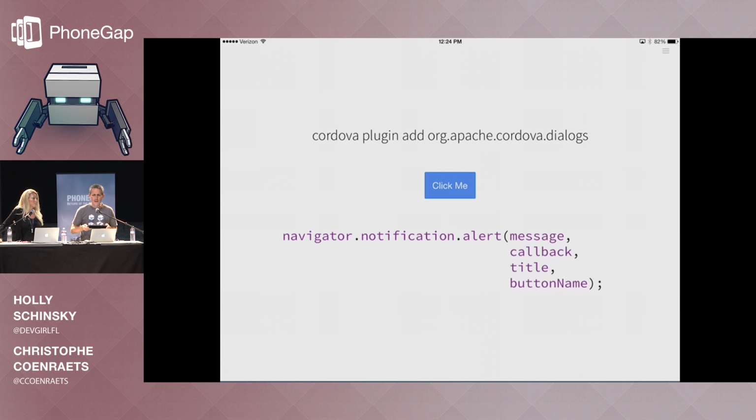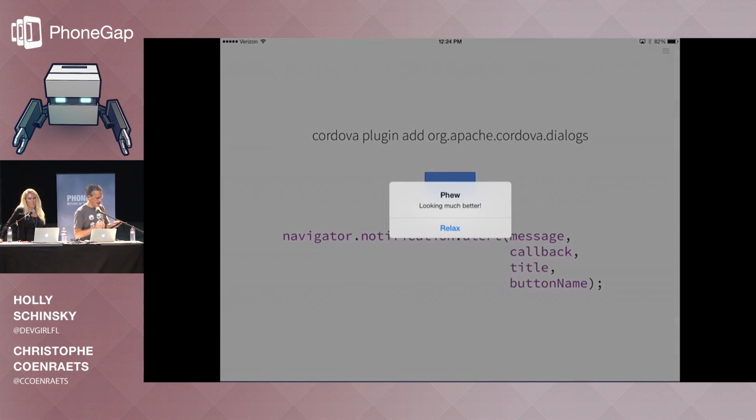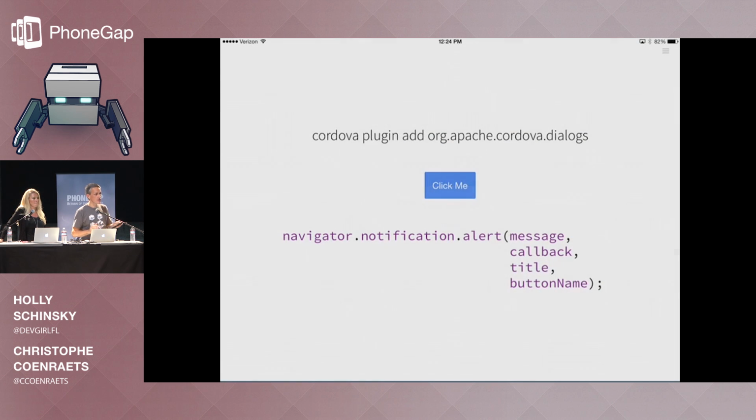Now, if you look at this code here, that's what a navigator notification alert is, the code that I had to write to get that nice native notification. So you may be tempted at this point to global find and replace your alerts with that. But if you did that, what would be the problem now?